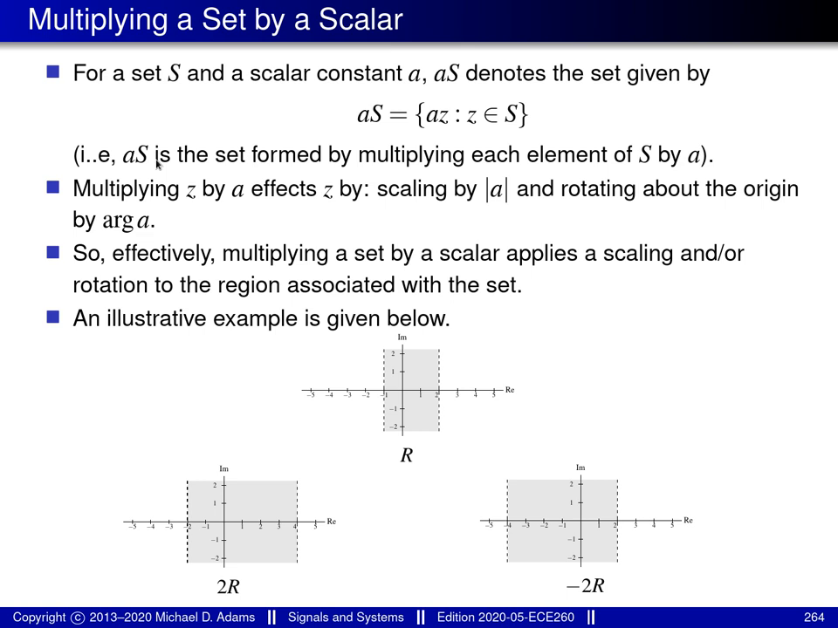Suppose that the set R is as shown in the top middle figure. Then the sets 2R and minus 2R are as shown in the bottom left and bottom right figures respectively. In the case of the set 2R, the region associated with the set R has been scaled by a factor of 2. In the case of the set minus 2R, the region associated with the set R has been both scaled by a factor of 2 and flipped left to right.